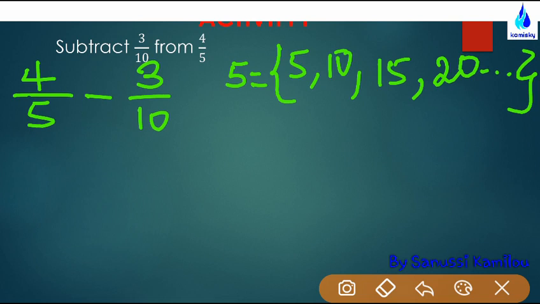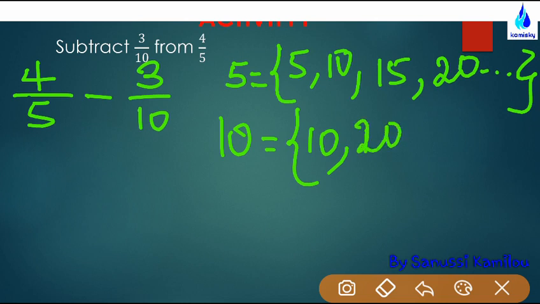So we shall do the same thing for the next fraction. Our denominator here is 10. Are you okay? So now what do we do? We are going to look for the multiples of 10. It means we are going to do our multiplication table of 10. We start from 10 times 1, which will give us 10. 10 times 2, 20. 10 times 3, 30.